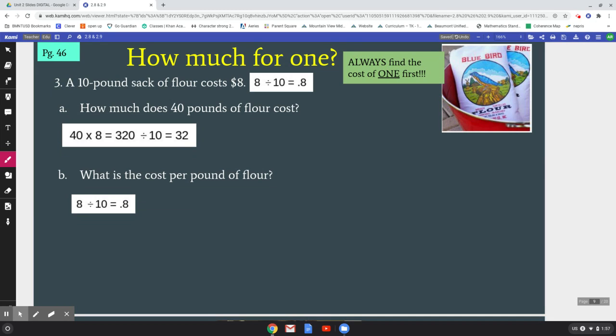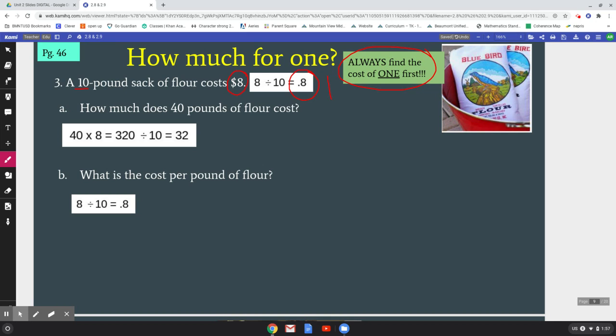So how much for one? Remember I said always find your cost of one when you are doing this. I also said to start with the money, and then you're going to divide it by however many are there. So there's a 10-pound sack of flour. So that's 80 cents. So it's 80 cents for 1 pound.